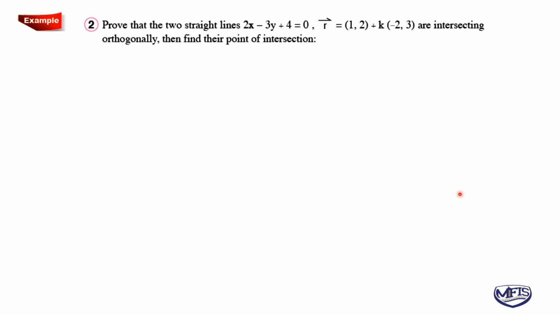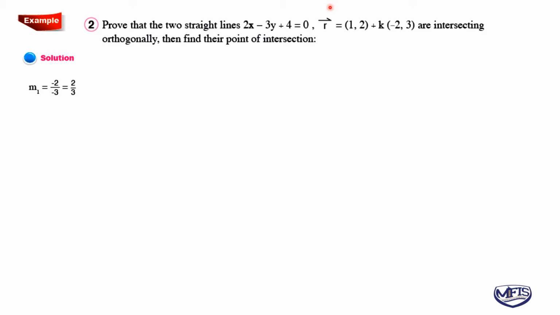We have another example. Prove that the straight line 2x minus 3y plus 4 equals 0 and the straight line r equals (1, 2) plus k multiplied by (negative 2, 3) are intersecting orthogonally, then find their point of intersection.